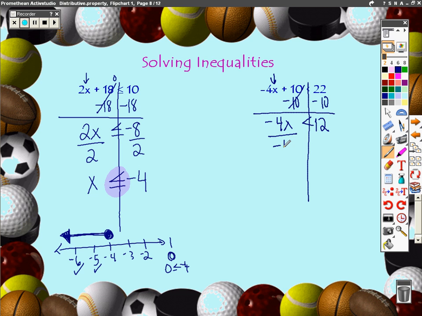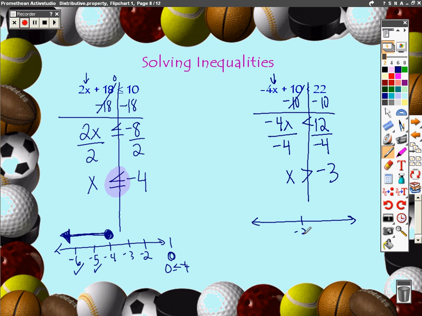Now the only thing you have to remember with inequalities is when you divide by a negative, only when the number on the bottom is negative. Who cares about the top? But the 4 on the bottom is negative, so I have to switch my sign, and it gives me negative 3. Now I'm going to graph this.